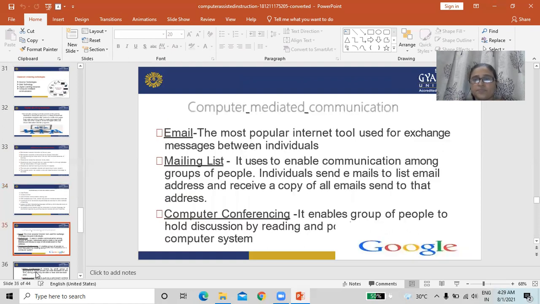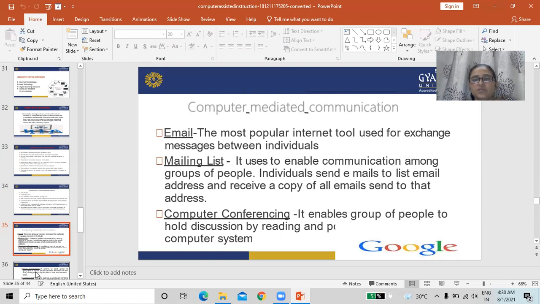Computer mediated communication. Email, the most powerful internet tool used for exchanging messages between individuals. Mailing list, it is used to enable communication among a group of people. Individuals send emails to the list email address and receive a copy of all emails sent to that address.